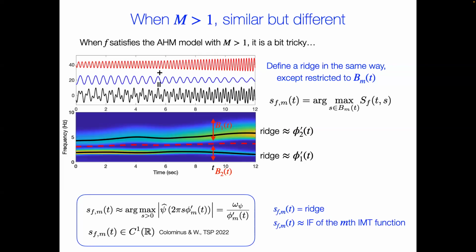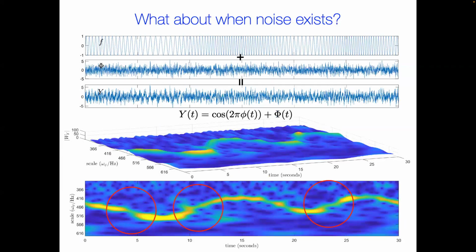And we have similar theorems describing that. At the end of the day, the ridge gives you the instantaneous frequency information, and something similar to before. So far so good. Where is noise? I didn't say noise at all up to now, right? So let's see noise.